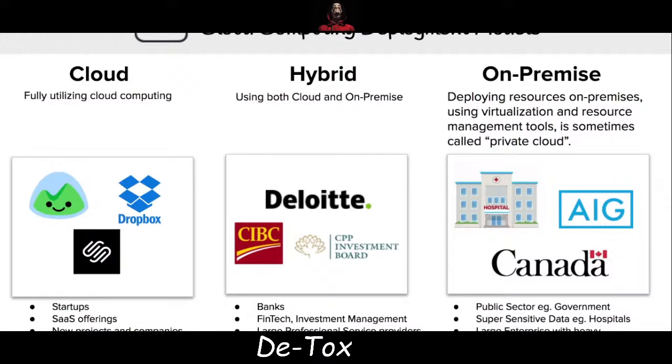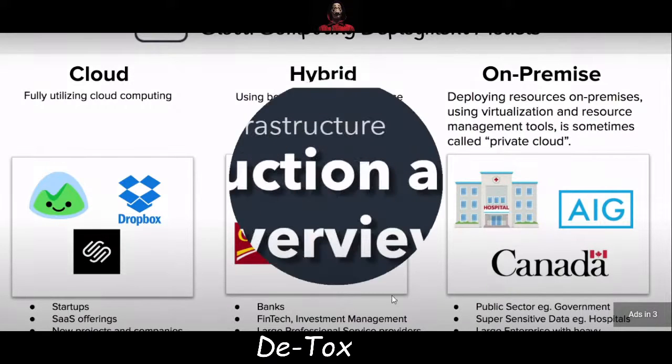So there you could say I have CIBC, which is a bank. Then you have the CPP Investment Board, that's an investment board in Canada. Then you have Deloitte, which is a large professional service. So those are the 3 cloud computing deployment models.